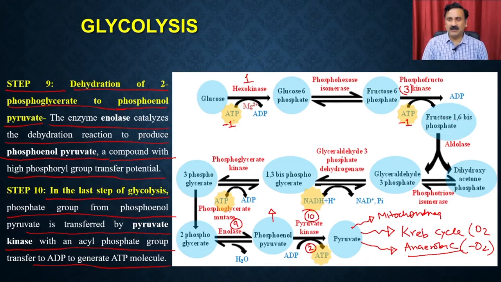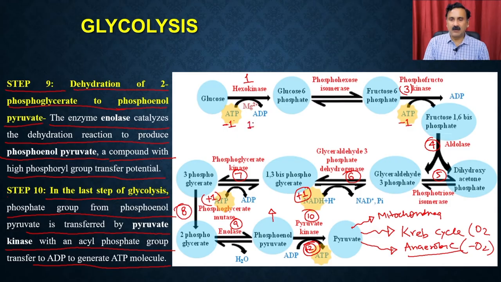And then what you see here is that the first molecule of ATP is produced here, and the second molecule of ATP is produced here. Apart from that, it also produces one molecule of NADH, right? So if you see the balance sheet of the ATP production within glycolysis, you are going to see that from step 1 to step 4, this is step 4, this is step 5, this is step 6, this is step 7, this is step 8, this is 9, and this is 10.